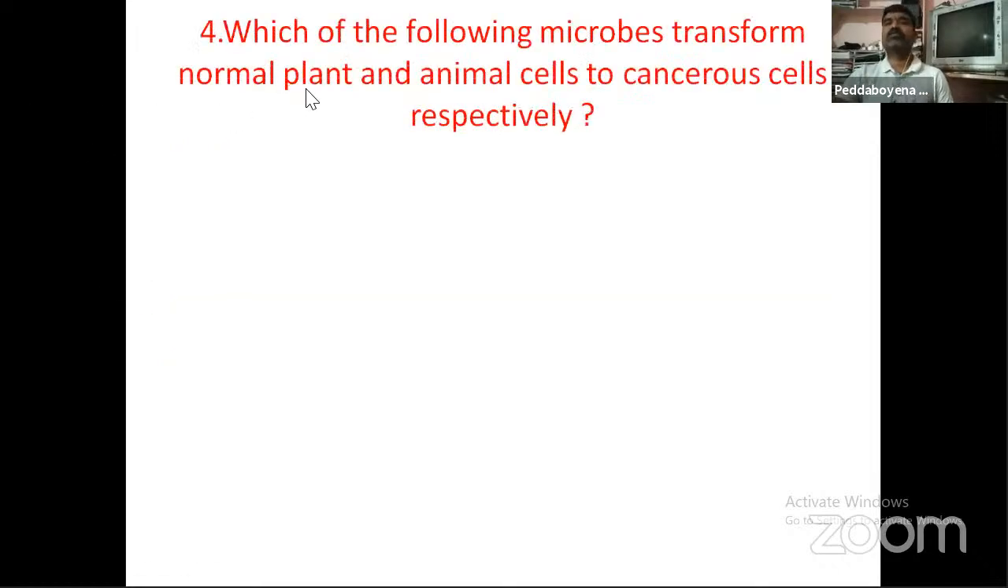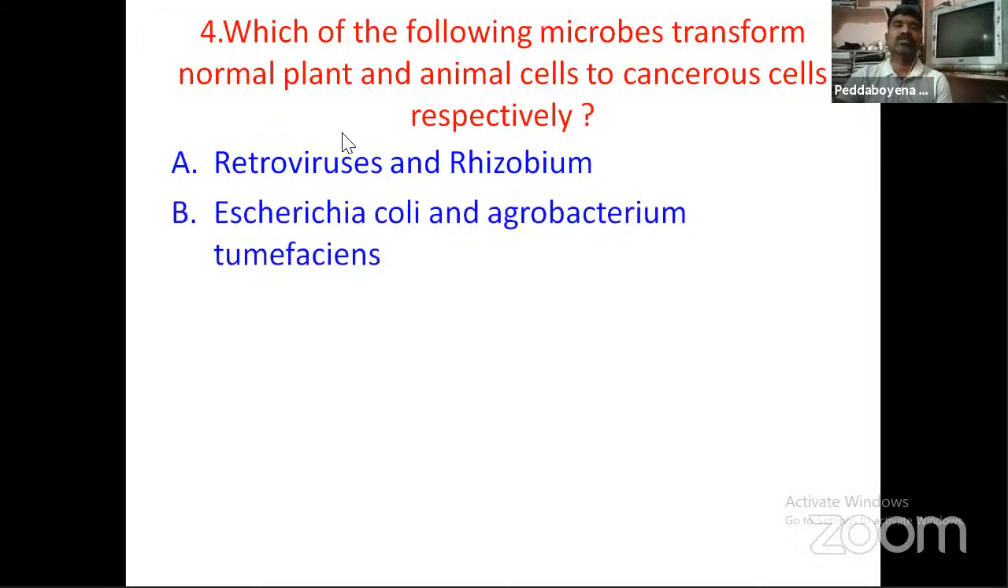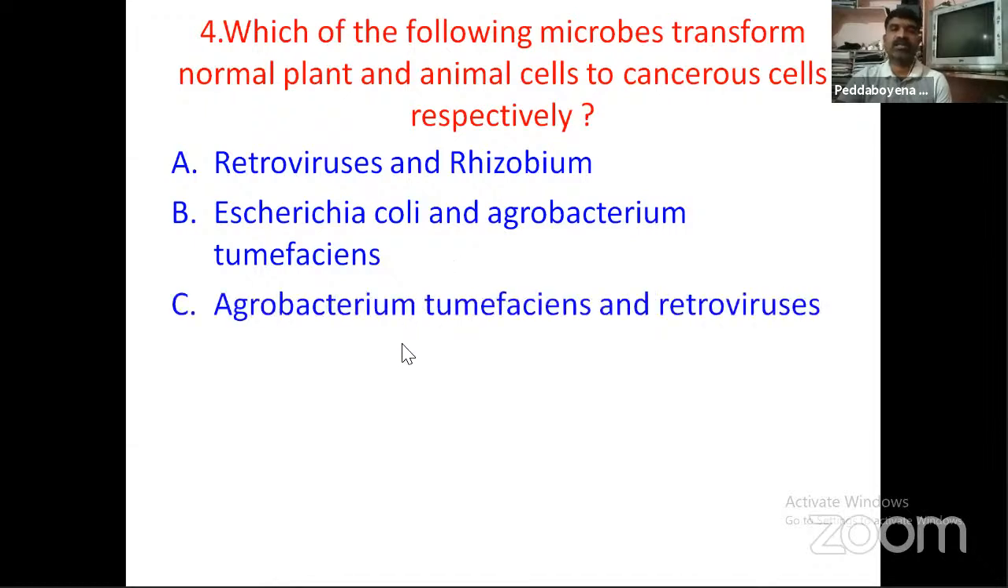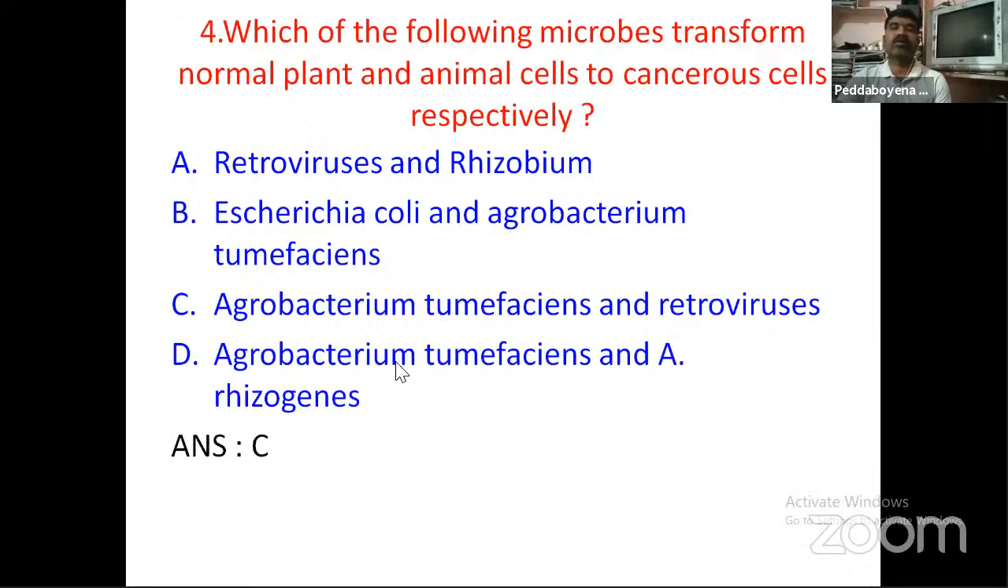Next one, which of the following microbes transform normal plant and animal cells to cancerous cells respectively? Retrovirus and Rhizobium; Escherichia coli and Agrobacterium tumefaciens; Agrobacterium tumefaciens and retrovirus; or Agrobacterium tumefaciens and rhizogenesis. The answer is Agrobacterium tumefaciens and the retrovirus.